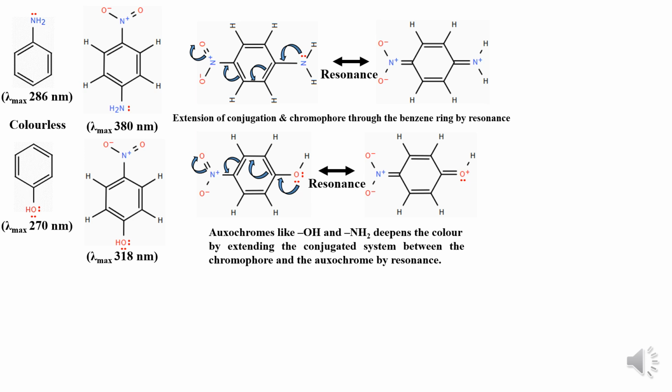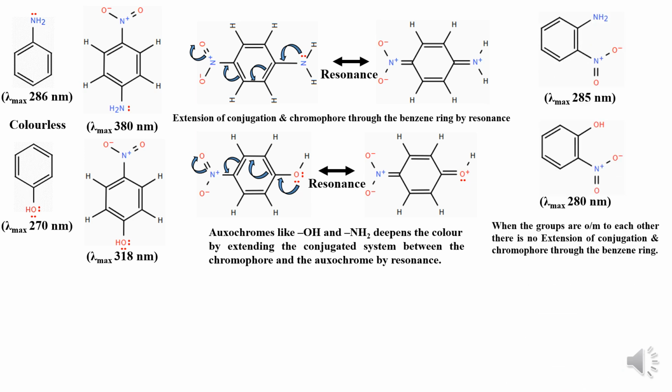So auxochromes like OH and NH2 deepen the color by extending the conjugate system between the chromophore and the auxochrome by resonance. Now let's see what happens. Here in case of para-nitroaniline and para-nitrophenol, you see a shift in lambda max, and the introduced nitro group is at the para position.